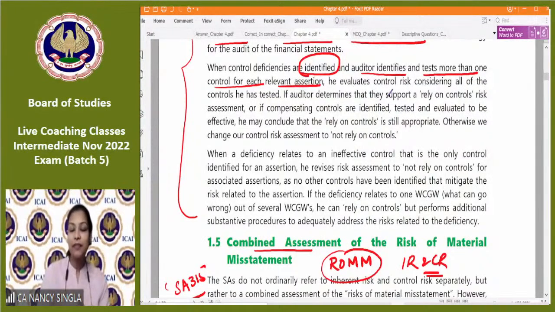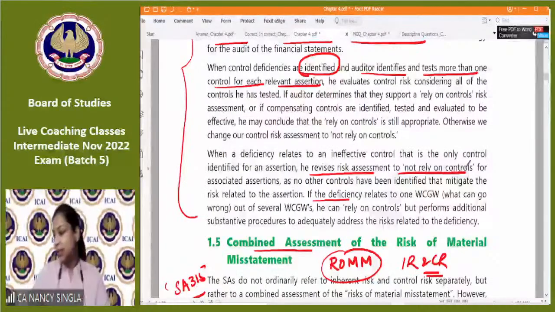And the next paragraph says that if there is only one control which has a deficiency, earlier he had decided that he would rely. But now when he tests it, he finds that that control, which is the only control, is deficient and not effective. He may revise his assessment to what? Not to rely. He revises his risk assessment to not rely. Okay? Is it clear?